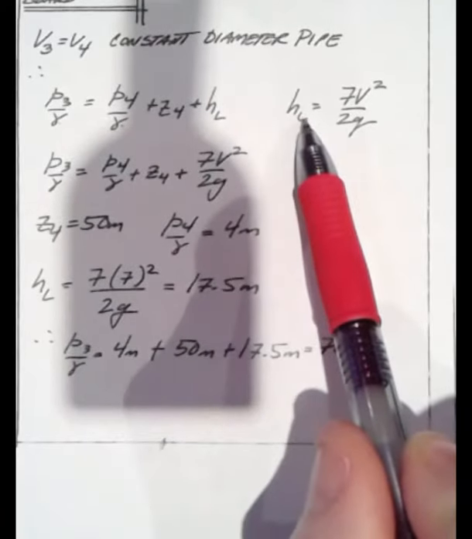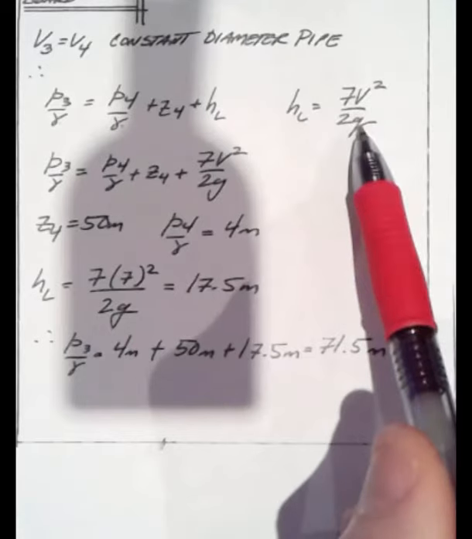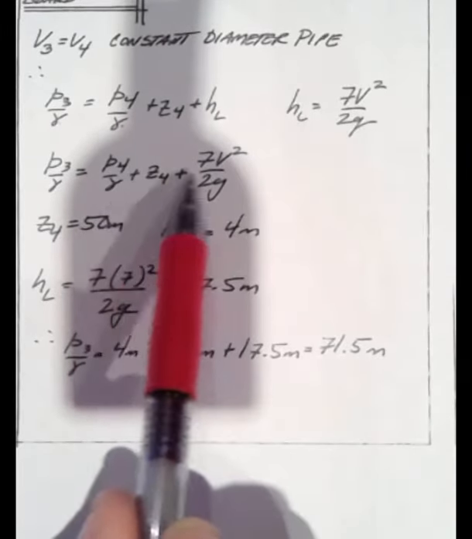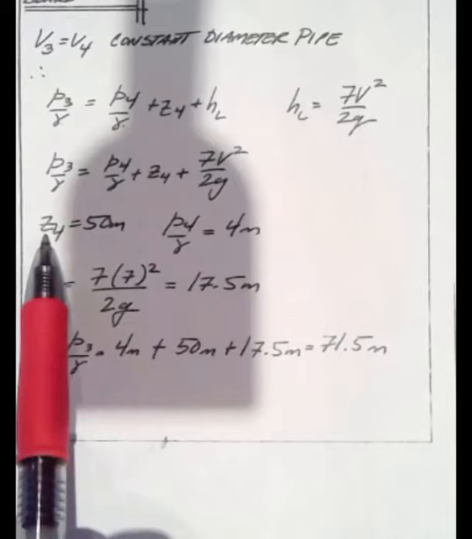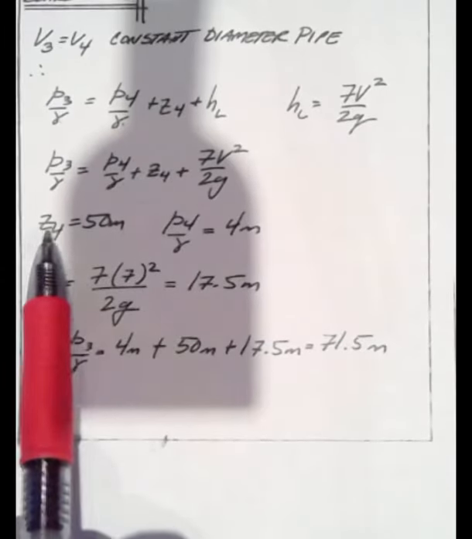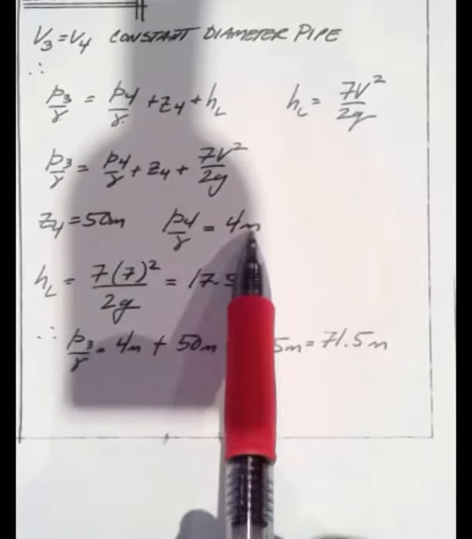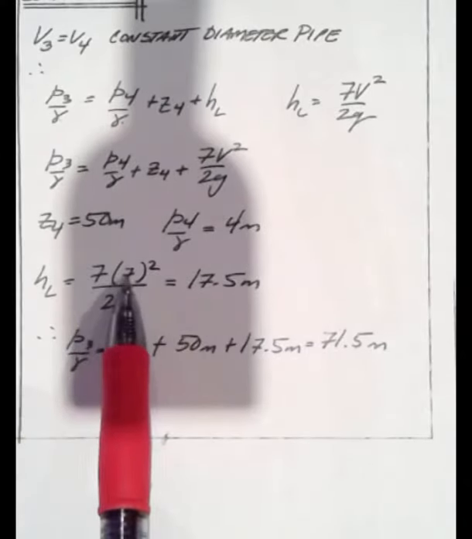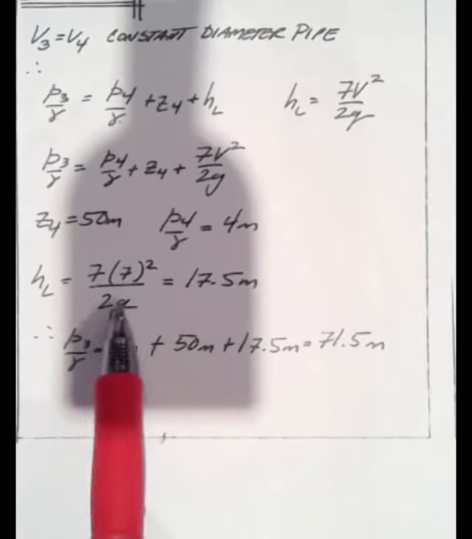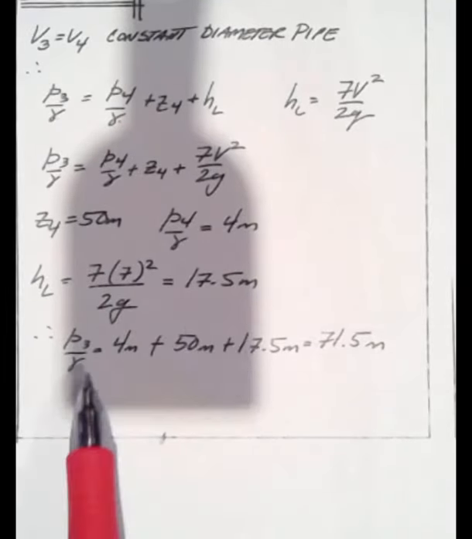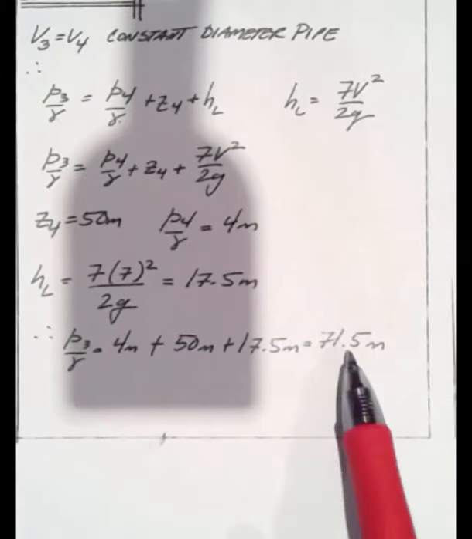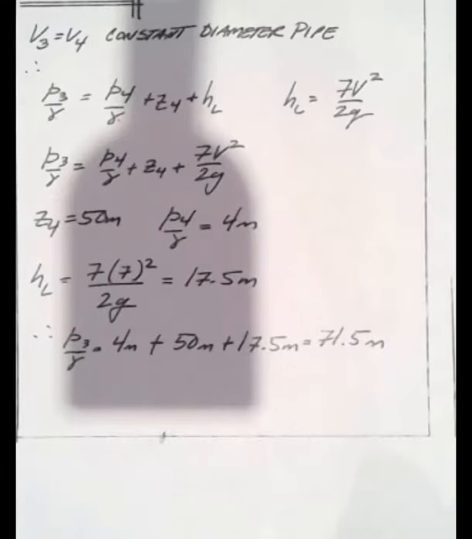Head loss, we're told in the second part, is 7V squared over 2g, 7 times the velocity head. So P3 over gamma equals P4 over gamma plus Z4 plus 7V squared over 2g. Z4 we know from the drawings is 50 meters. P4 over gamma is 4 meters. Head loss is going to be 7 times 7 meters per second squared over 2g, which is 17.5 meters. So we can solve for P3 over gamma. 4 plus 50 plus 17.5 equals 71.5 meters.